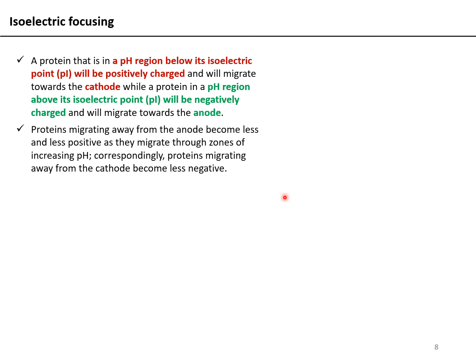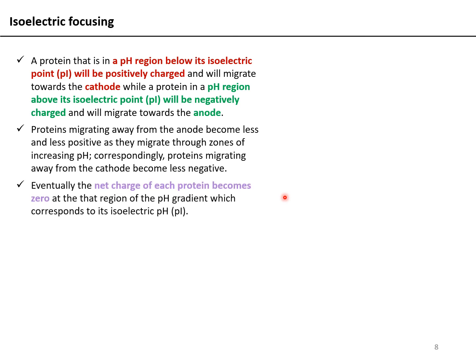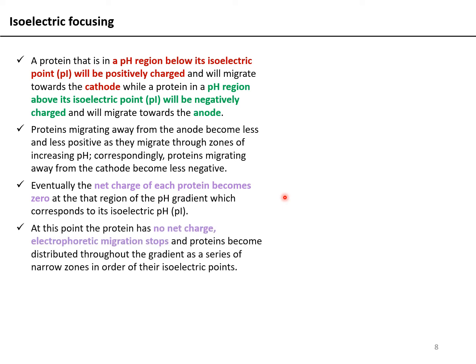And as it migrates towards the anode, similarly, it becomes less and less negative till it reaches a point where the pH of the gel is equal to its isoelectric point, and the net charge of the protein becomes zero. Now, once the net charge becomes zero, it is neither attracted towards the cathode nor attracted towards the anode. So electrophoretic migration stops, and this allows proteins that were loaded onto the gel to become distributed throughout the gradient as a series of narrow zones in order of their isoelectric points.